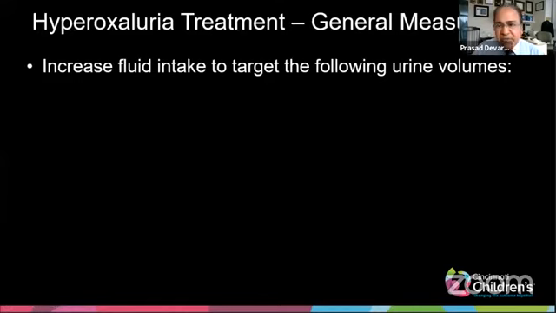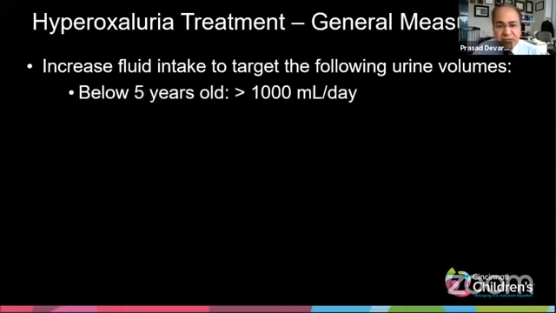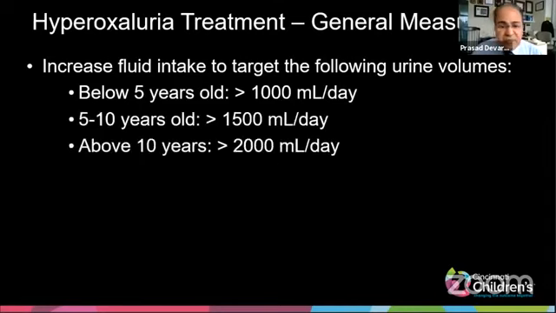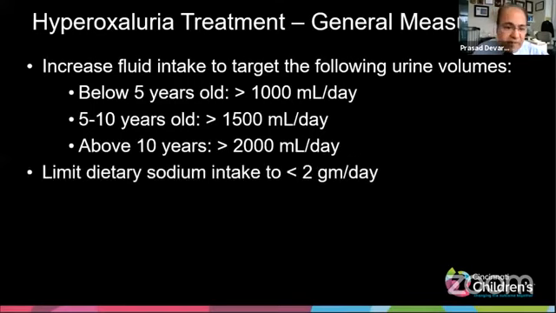So how do we treat these patients with hyperoxaluria? Number one is flood them with fluid, flush out all those crystals. Those crystals are getting deposited in the tubules. They're causing mayhem and havoc. Try to flush them out. And this is the guideline we give our patients. Under 5 years, 1 liter per day. 5 to 10 years, 1.5 liters per day. And above 10 years, 2 liters per day is the minimum fluid intake.